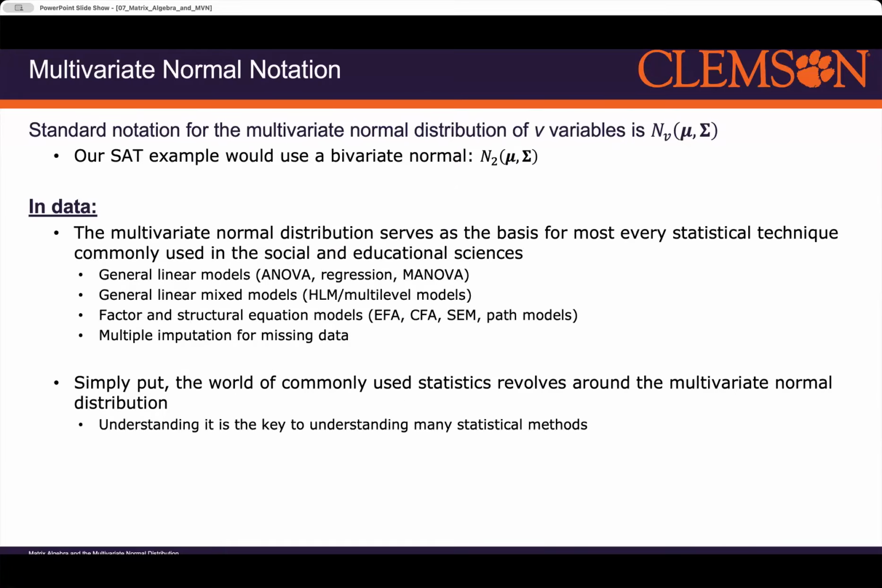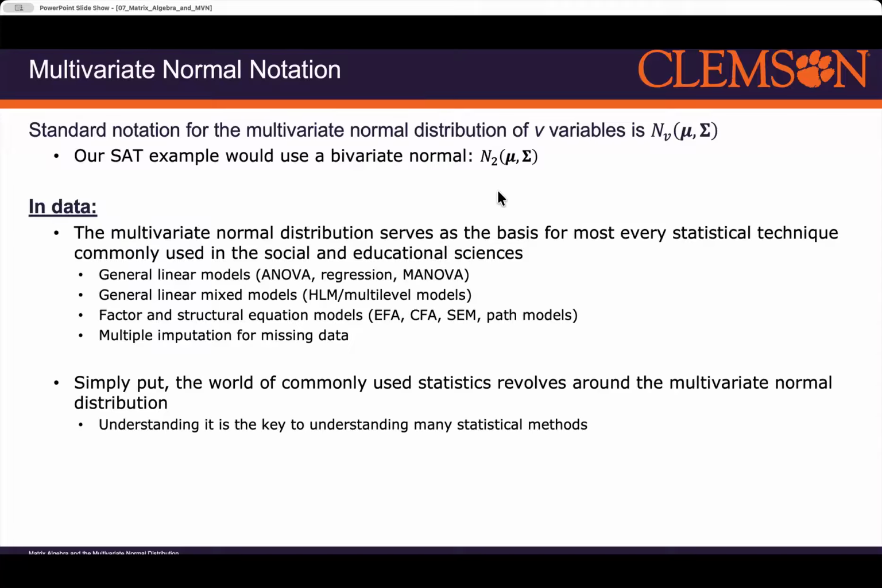Oftentimes we denote a multivariate normal distribution with the number of dimensions. Now, I would say this often goes away in advanced statistics where everything's multivariate, but for our purposes, we can do that here. So our SAT example would have 2 dimensions, right? SAT math, SAT verbal. We'd show that.